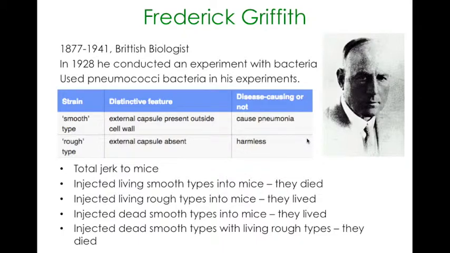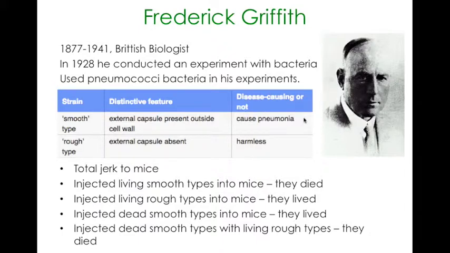Now, Frederick Griffith was a total jerk to mice. He performed tons of experiments in which he killed large populations of mice, probably. What he would do is inject living smooth types into the mice, which resulted in their death because it caused pneumonia, and he just sort of watched them die, I guess.